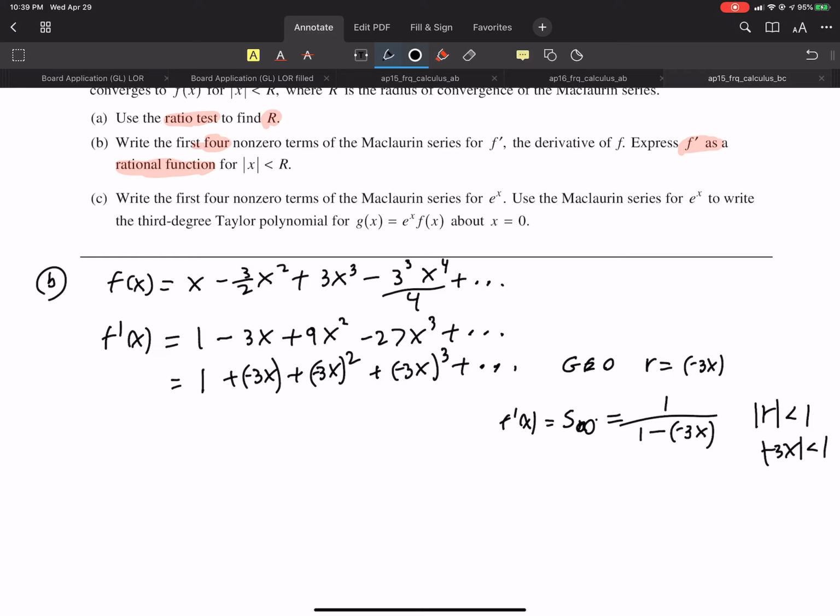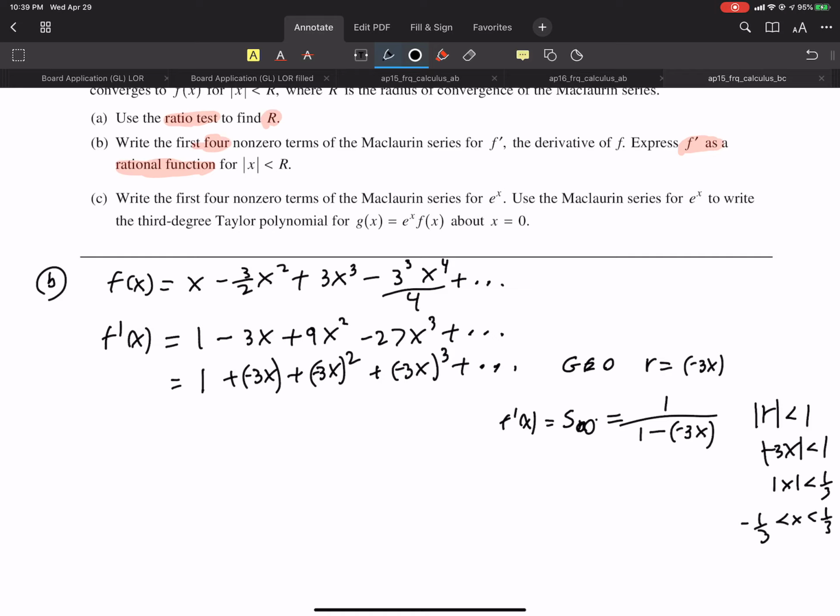So divide by 3. So that would be the interval of convergence. But they didn't ask for it. I just threw that out as an extra bonus for you guys because I know you love extra work.